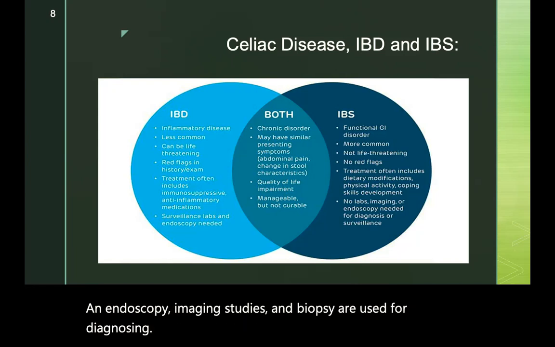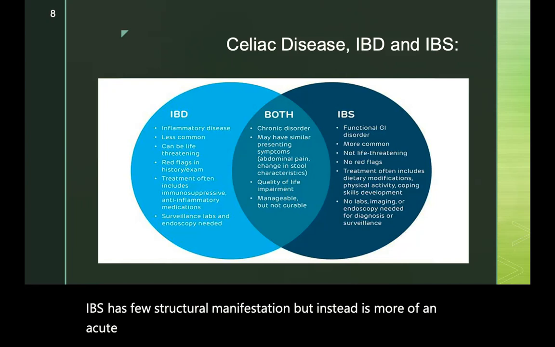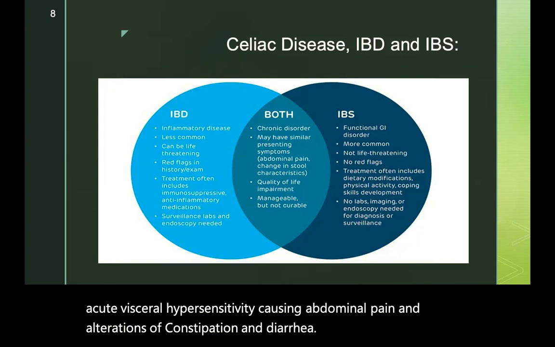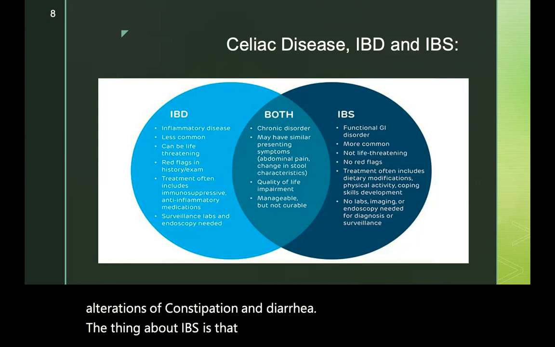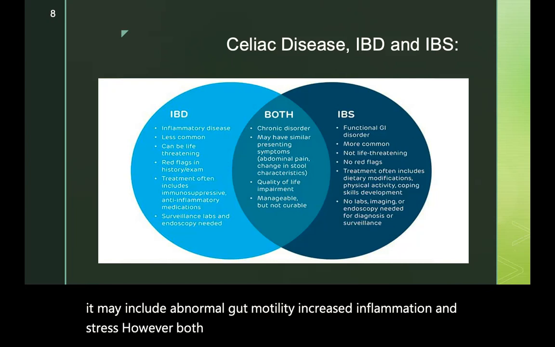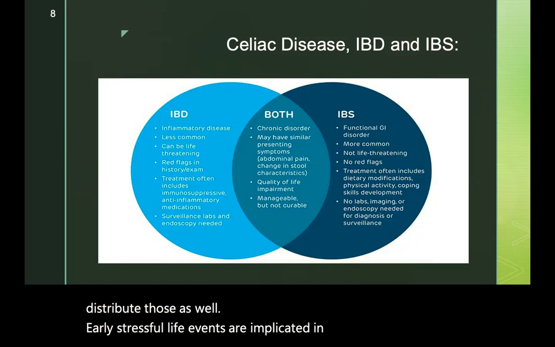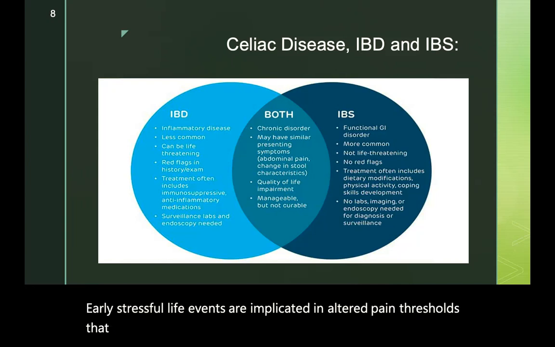IBS has few structural manifestations, but instead is more of an acute visceral hypersensitivity causing abdominal pain and alterations of constipation and diarrhea. The thing about IBS is that the exact etiology is unknown. However, it may include abnormal gut motility, increased inflammation, and stress. Both IBD, IBS, and celiac may involve those as well. Early stressful life events are implicated in altered pain thresholds. That's specifically more with IBS.